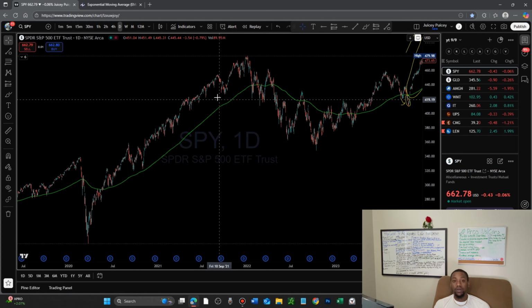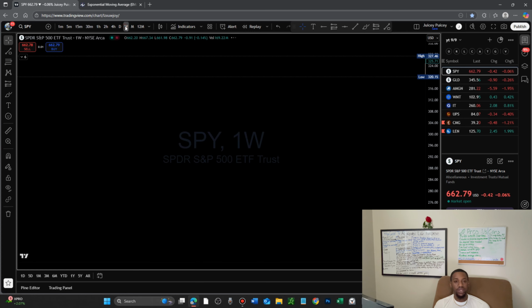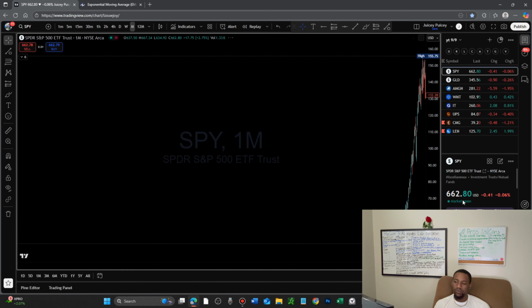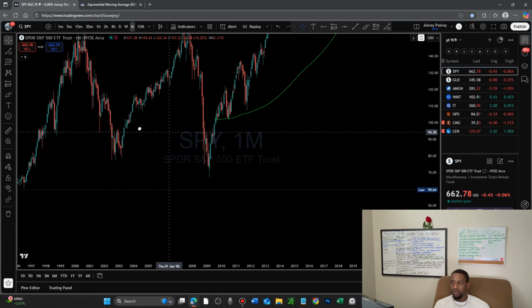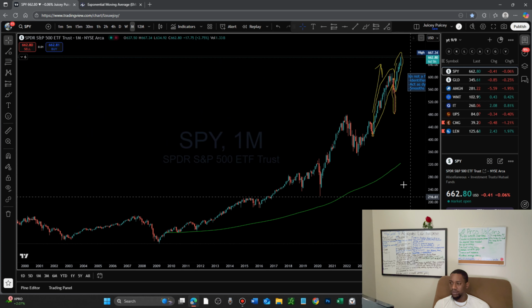Okay, so another tip is use the monthly and weekly time frame first. Monthly and weekly are going to give you the safest entries and the most low risk entries. You feel me?